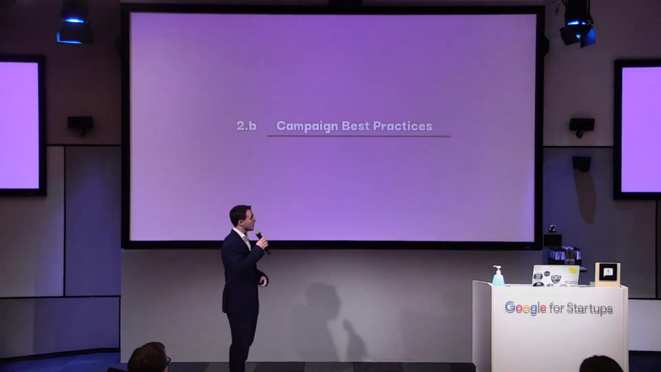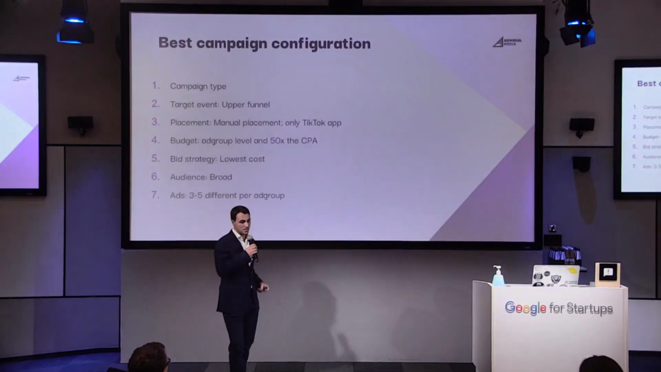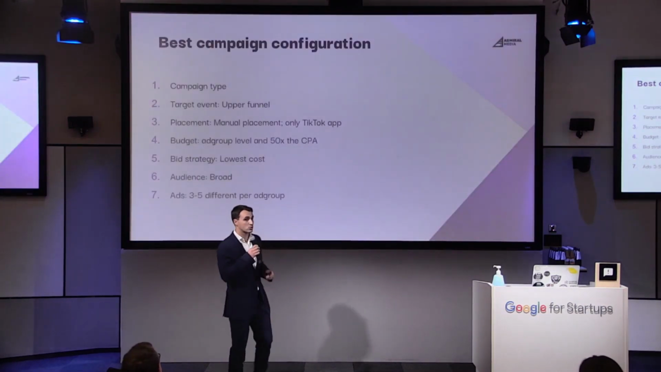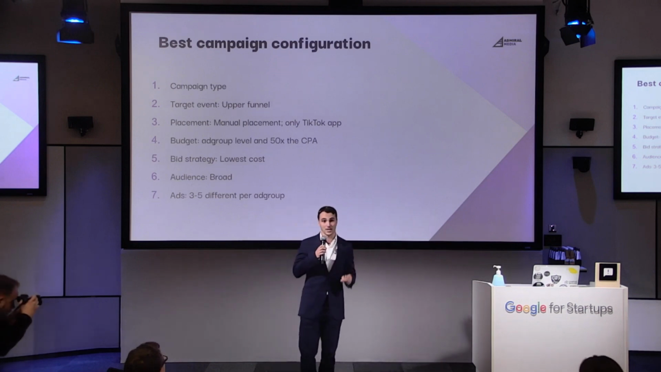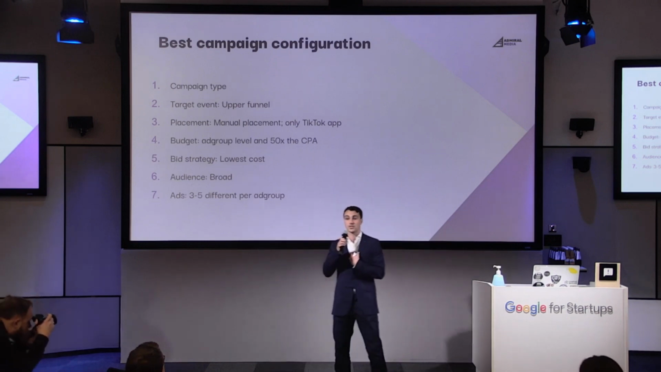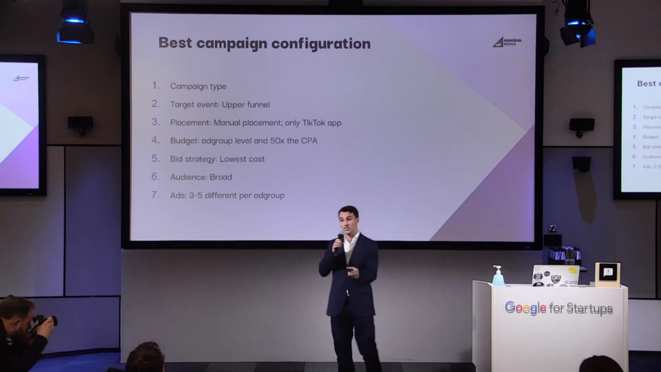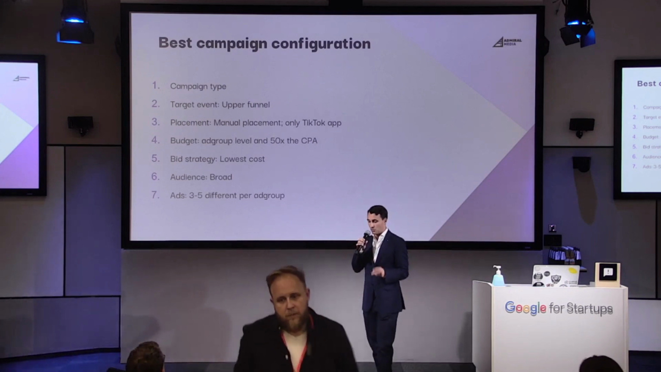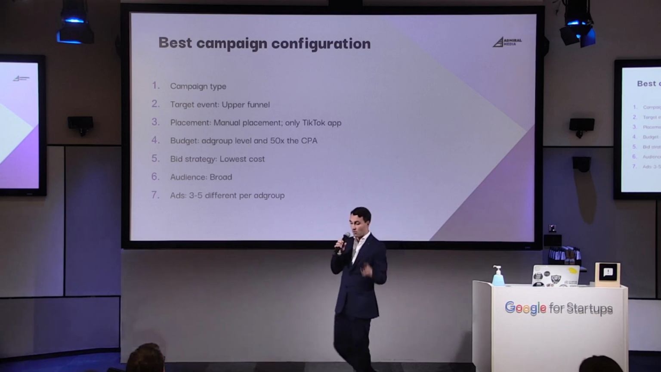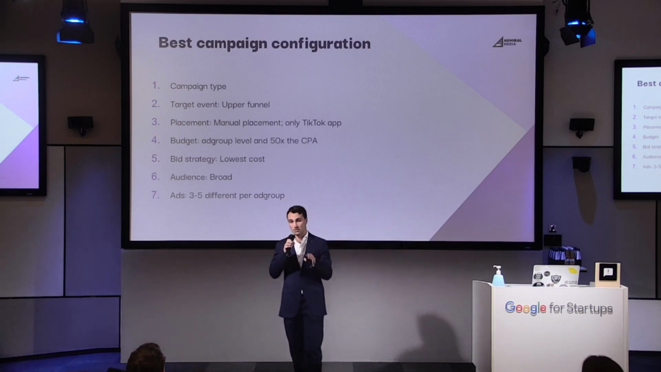So how do we get there? Let's start with campaign best practices. We have these 7 steps. The first one is the campaign type. We have already shown the 3 types of campaigns that there are. From these, you have to understand which type of client you are and which campaign will work best for you. The second thing is the target event. We suggest going for upper funnel events or mid funnel events.